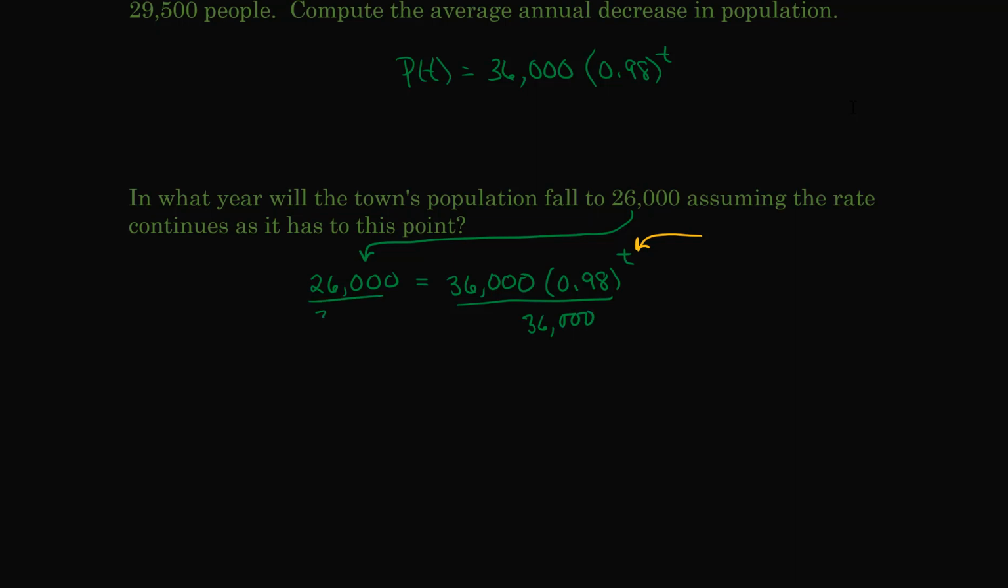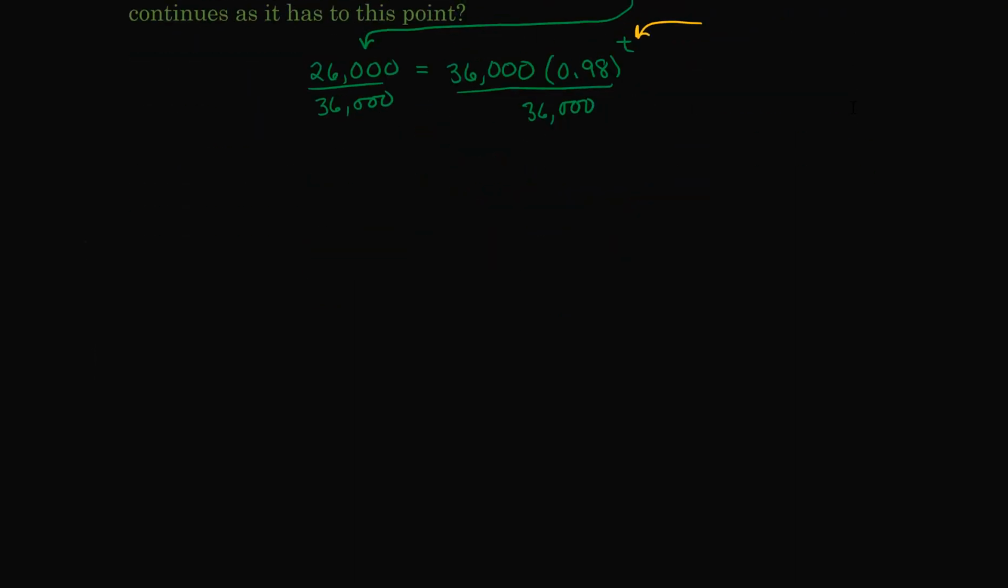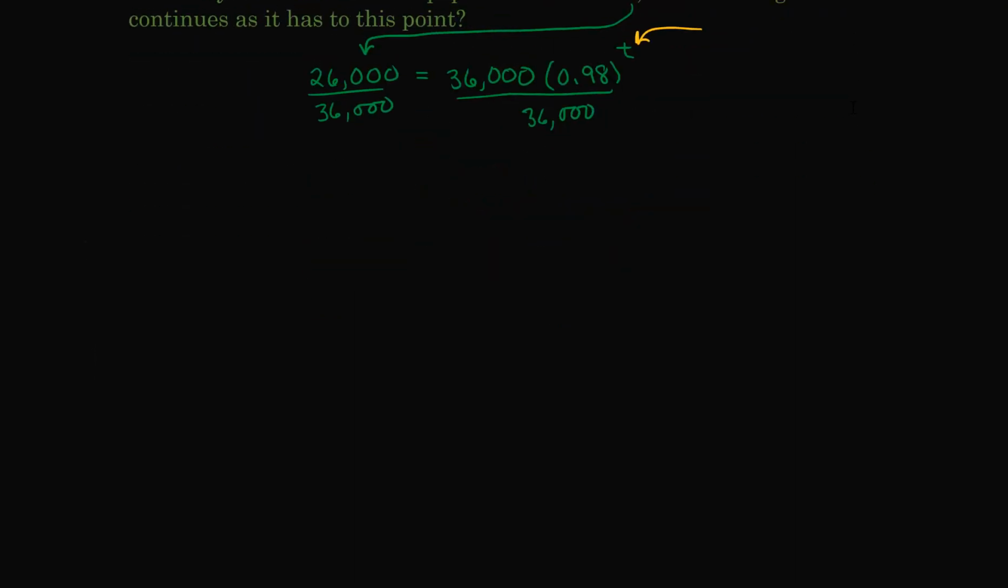to obtain t. And when I divide by this 36,000, I get the 26,000 divided by the 36,000, and that's going to give me 0.7222 equals, I'm going to save some space, 0.98 raised to the t.